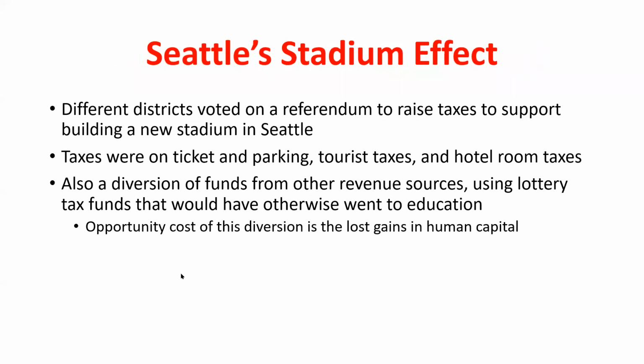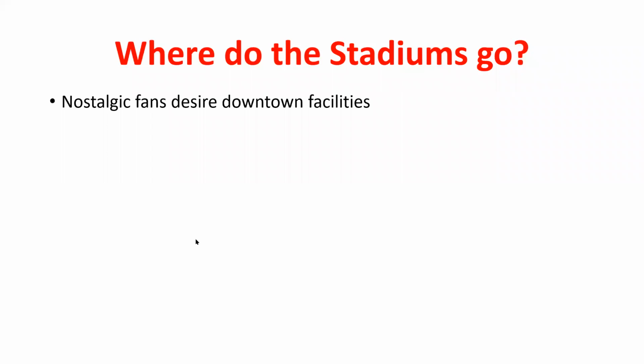Okay. Then we went through this at the end of last class, thinking a little bit more about that Seattle example where they were voting on whether or not to build this stadium. How do cities choose where the stadiums go? So, a lot of nostalgic fans, or if we go back and look at early stadiums, a lot of them were built in downtown facilities, or over time ended up being downtown, right? Maybe when they were initially built, the city wasn't as large, but it grew around the stadium. And now you end up with this stadium being located in downtown, right?